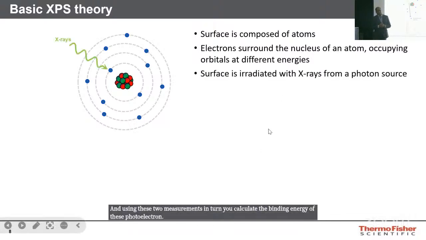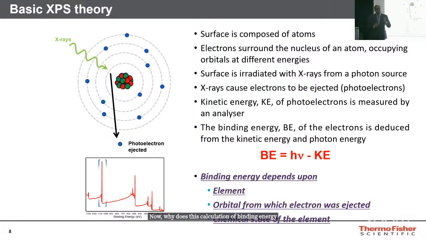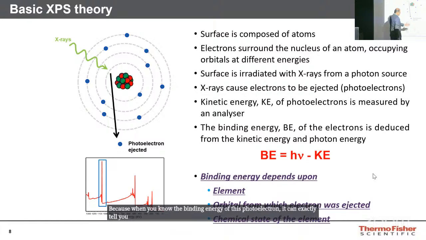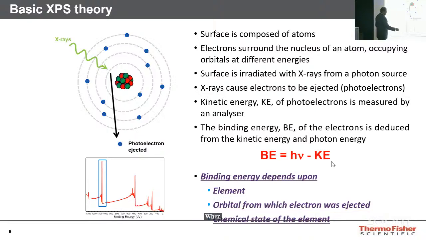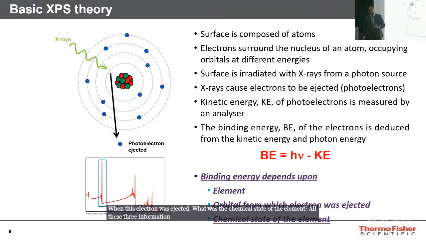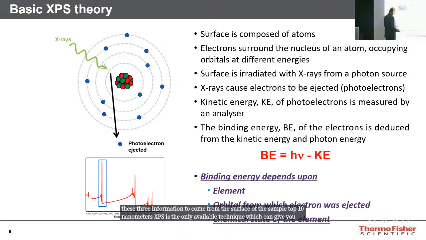Now, why does this calculation of binding energy become so interesting? Because when you know the binding energy of this photoelectron, it can exactly tell you from which element this photoelectron was ejected and from which orbital this electron was ejected. And more importantly, when this electron was ejected, what was the chemical state of the element? All these three pieces of information come from the surface of the sample, the top 10 nanometers. XPS is the only available technique which can give you that information.